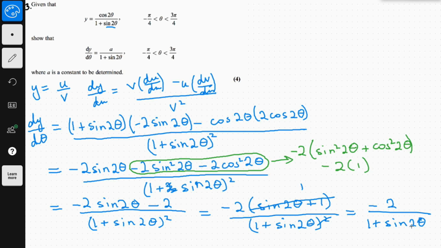So now you can see that we have reached what they asked us to do. So it's a over 1 plus sine 2 theta and negative 2 over 1 plus sine 2 theta. That means that a is negative 2.